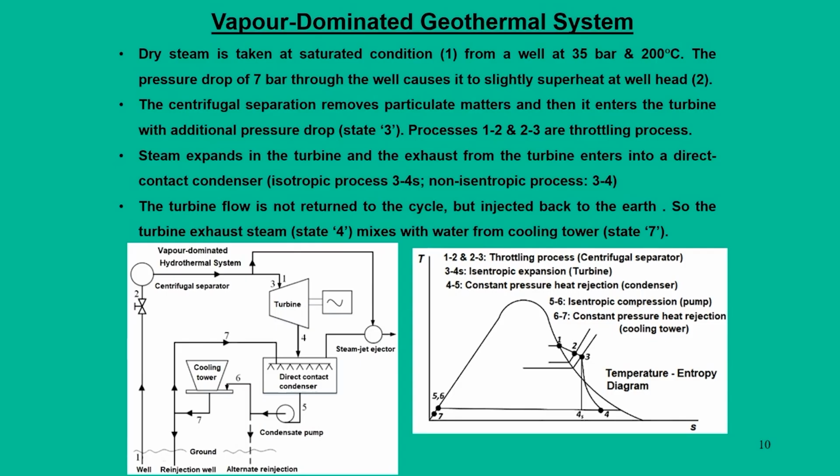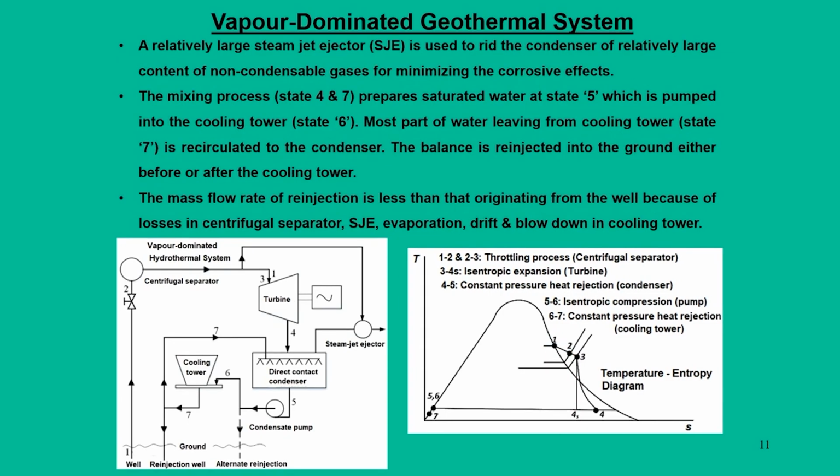Here, these processes I have already explained, like the water that comes in saturated conditions at 35 bar and 200 degree centigrade. There is a drop in pressure, and that 1-2 process is throttling. This drop in pressure gives slightly superheated conditions. So, initially it comes at higher pressure but at saturated conditions, but when it actually enters the turbine, pressure drops, and we reach superheated conditions, and that is what we expand in the turbine. So, this is what we achieve for a vapor dominated system.